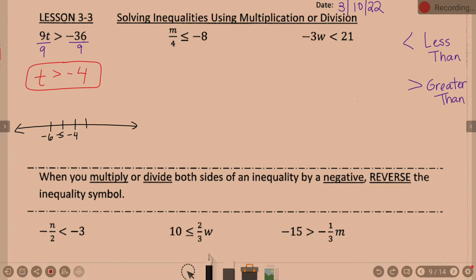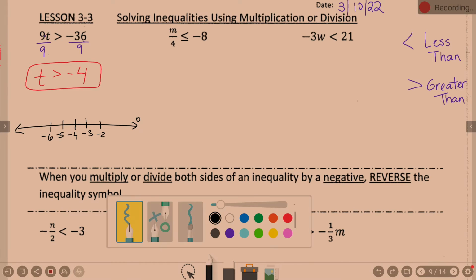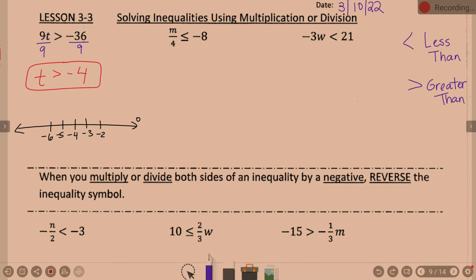And then negative 3 and negative 2 on the right. I ended up with those kind of close together, but with the idea that 0 would be over here. So if I count negative 1, negative 2, negative 3, negative 4, negative 5, negative 6. They're not done though. How do I graph this? It's open and it goes left.